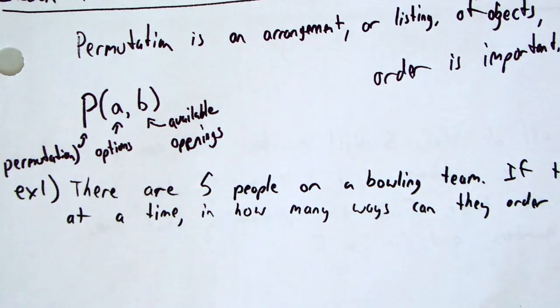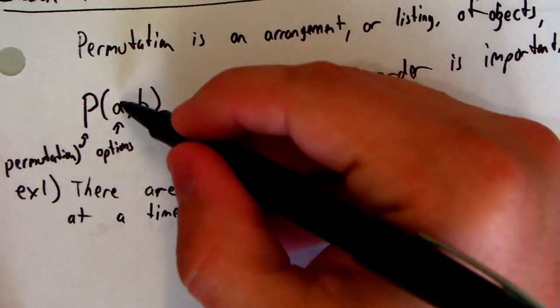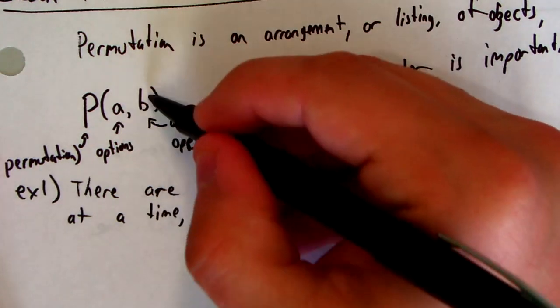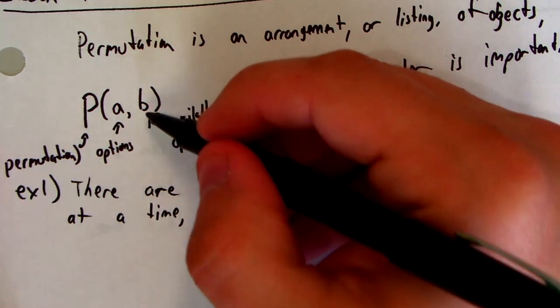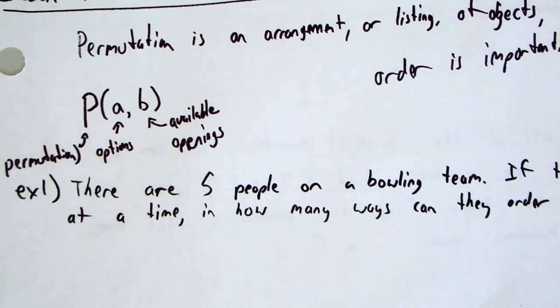For example, I have 30 students. I need to send 3 of them to the library to get something. These are the 3 students that I could choose. How many different options are there? So this would be 30 options, and this would be 3 available openings. So let's go ahead and do some examples here.